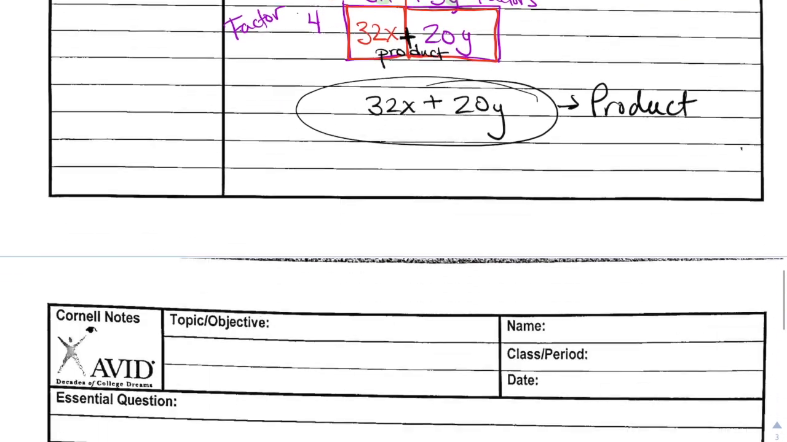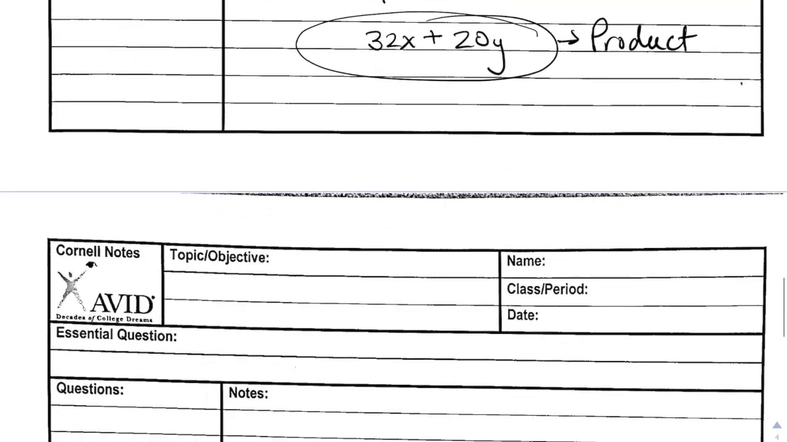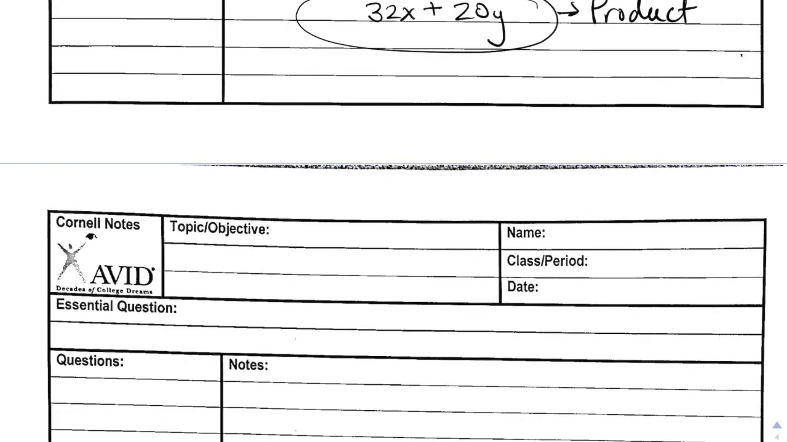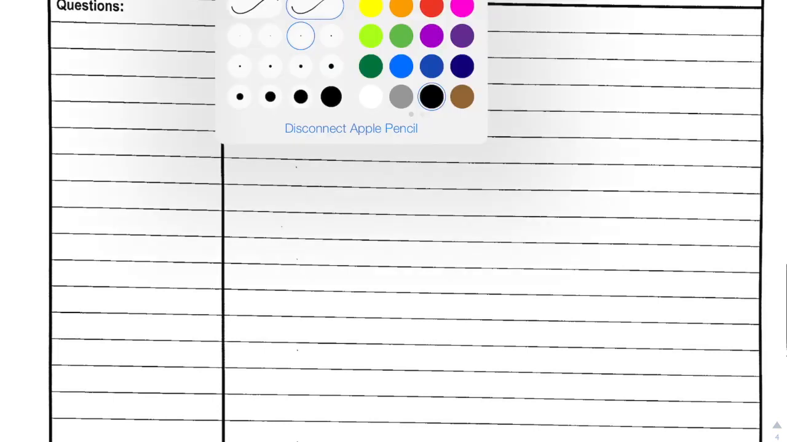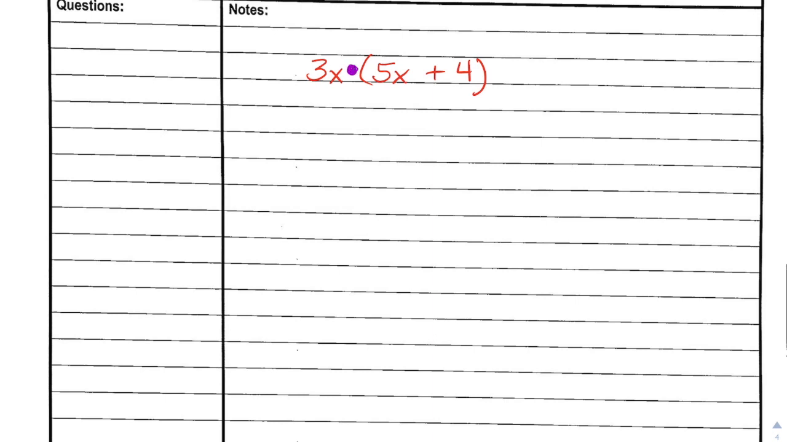Okay, so the box method. Now, the next thing that we have to talk about is, well, what happens if we are multiplying our variables with another variable? And I don't want to go too deep into the rules for that. We're just going to cover the simplest one. So let's do another one. And let's do 3x times 5x plus 4. Okay, I've got my two factors. Again, 3x is touching the parentheses, and that's a short way of saying multiply.